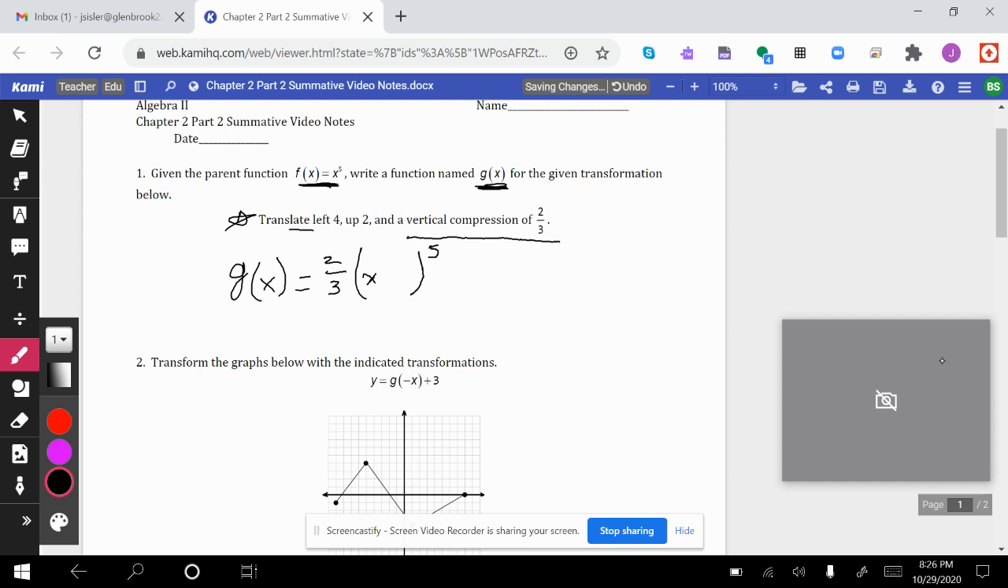Next, we're translating left 4. So remember, horizontal or left to right translations go inside of our parentheses, and we flip the sign. So it's +4. Remember, if we're moving to the left, we get a plus. If we're moving to the right, we get a minus. And then the last thing I need to do is this up 2, which goes at the end outside of my parentheticals. And in this case, we keep the sign the same. So it's a +2, right? Because we're moving up 2.